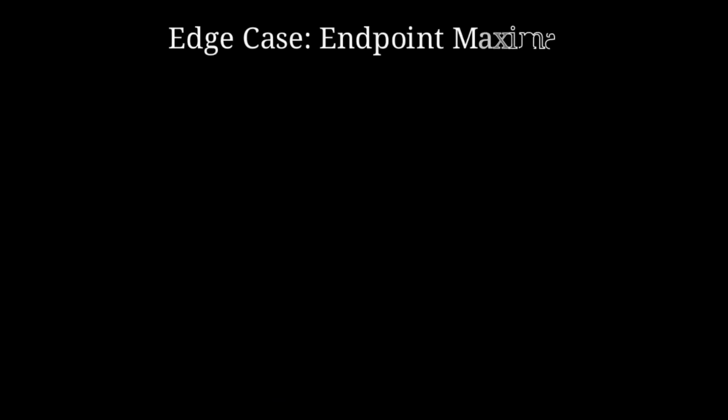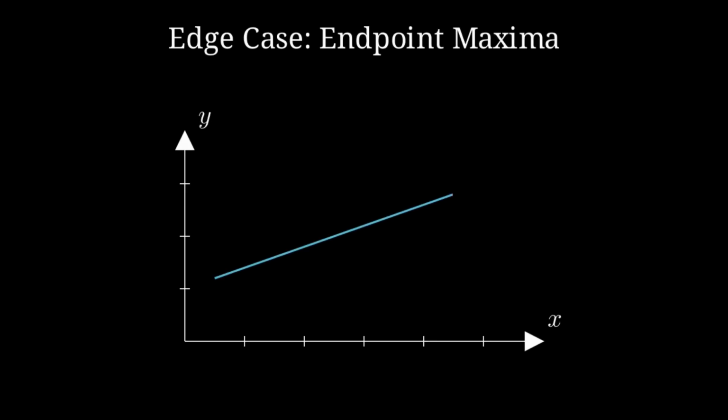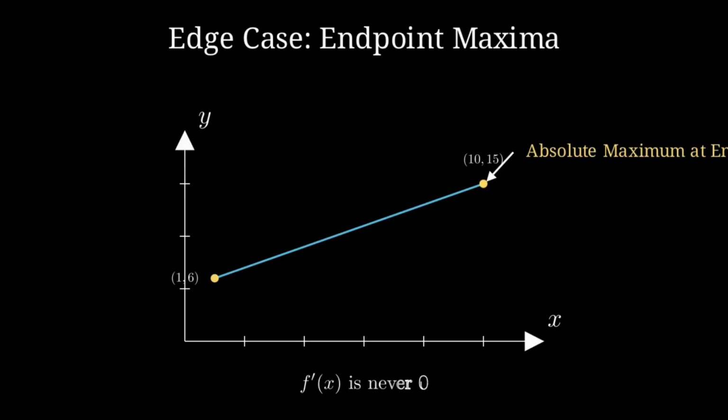Sometimes, the derivative never equals 0 within our domain. In these cases, the maximum or minimum must occur at the endpoints of the interval. Always check your boundaries to ensure you aren't overlooking the true optimal value.